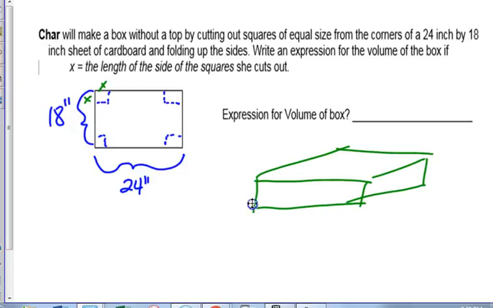No. All right. So this height is X. Are we all okay on that part? Yeah. Okay. Now, this was 18, but she cut X out from each corner, guys.